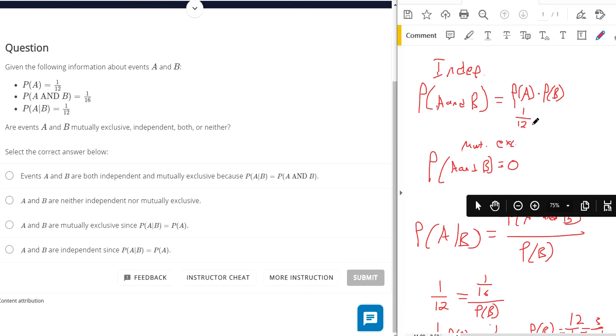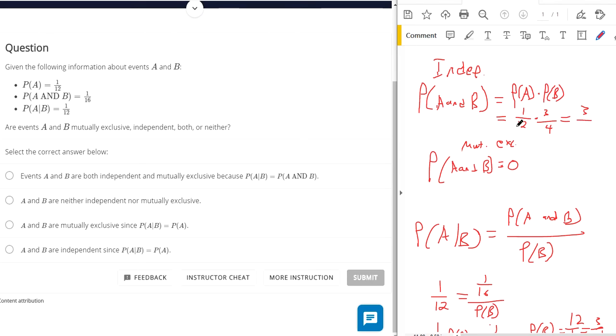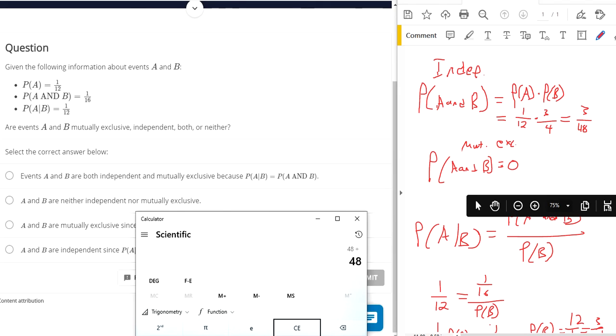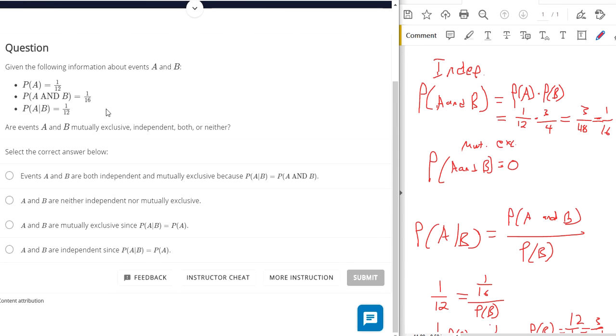So now we can check to see if they're independent. If you plug in the probability of B that we just found and multiply these, and if it makes 1 out of 16, boom, they're independent because it matches the formula. We get 3 out of 12 times 4, 48, right? And that's 3 over 48. If you divide the top and the bottom by 3 to simplify, you get 1 out of 16. So they are independent, we just found out.